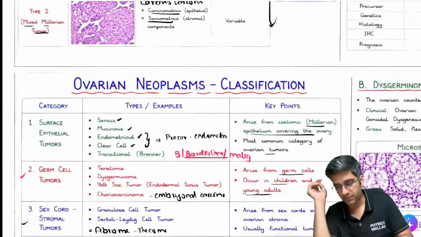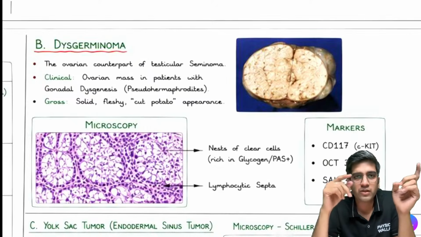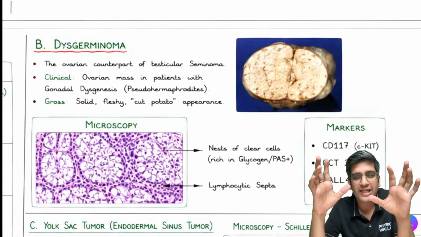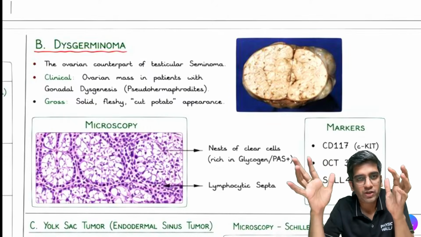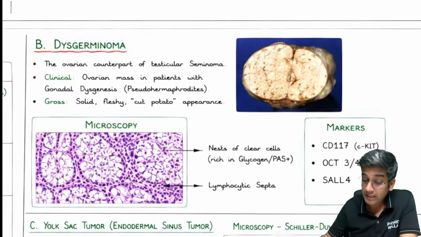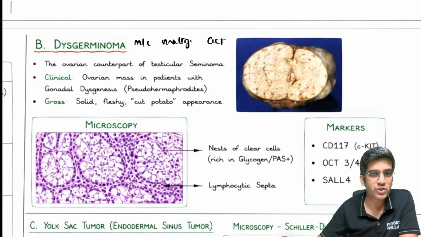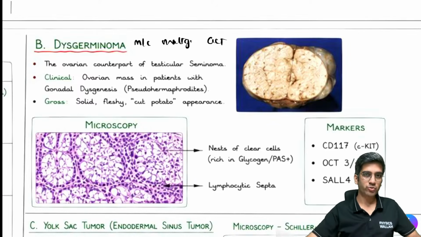Okay, that's it. Seminoma, dysgerminoma, we know already. It is the ovarian counterpart of your seminoma, fine? Same, fleshy, cut potato appearance, very solid, no areas of hemorrhage or necrosis. This is the most common malignant germ cell tumor. I'm writing GCT for germ cell tumor as the most common malignant germ cell tumor.